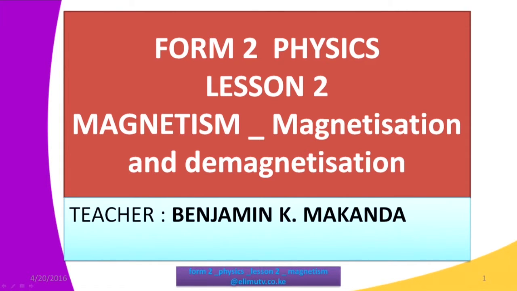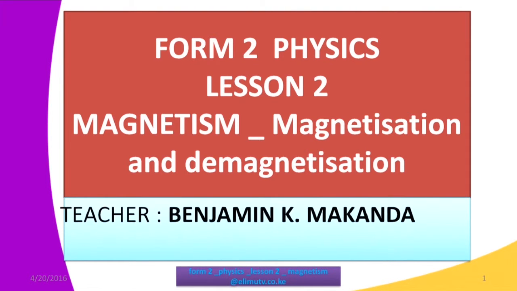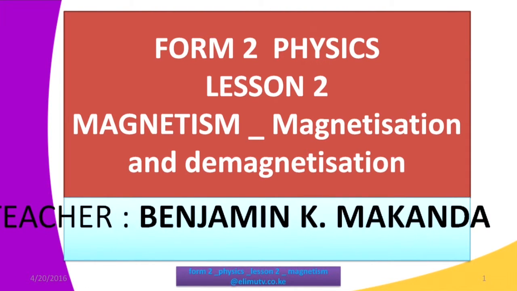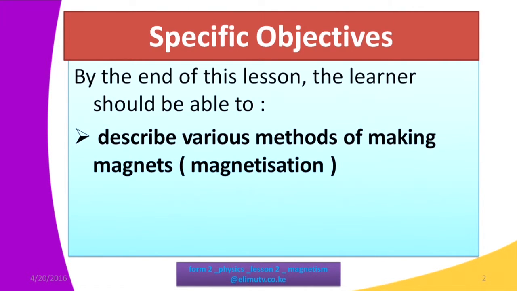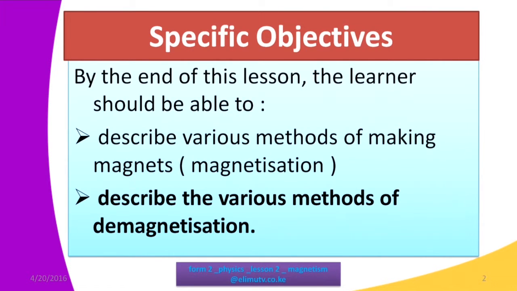The topic is magnetism, and today you're going to look at magnetization and demagnetization. I'm going to be your teacher, Benjamin Makanda. Welcome. Before we begin our lesson, let's look at the specific objectives. By the end of this lesson, the learner should be able to describe various methods of making magnets, that is magnetization. The learner should also be able to describe the various methods of demagnetization. So the lesson aims at understanding magnetization and demagnetization.